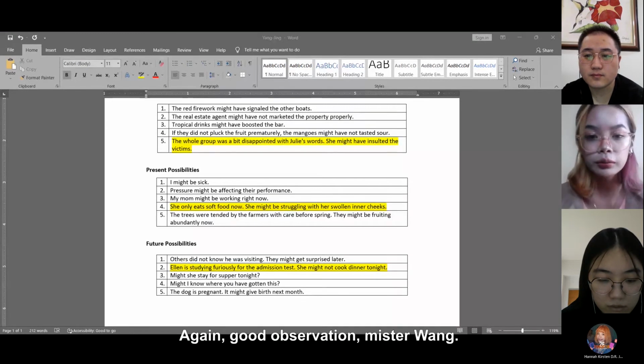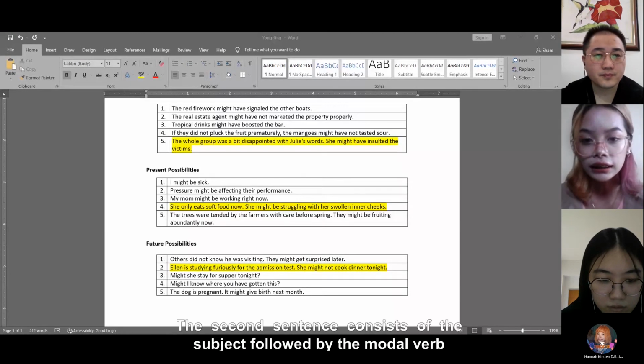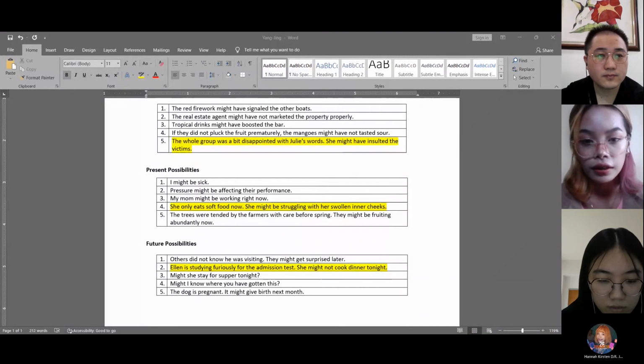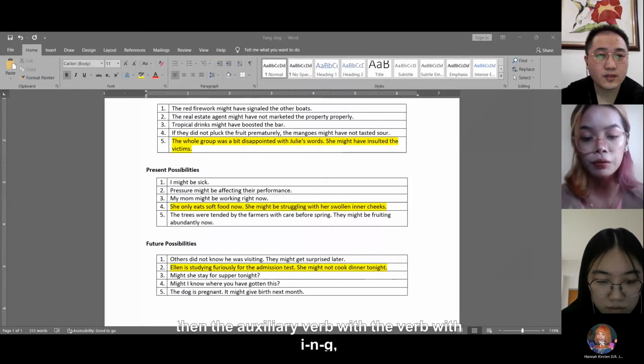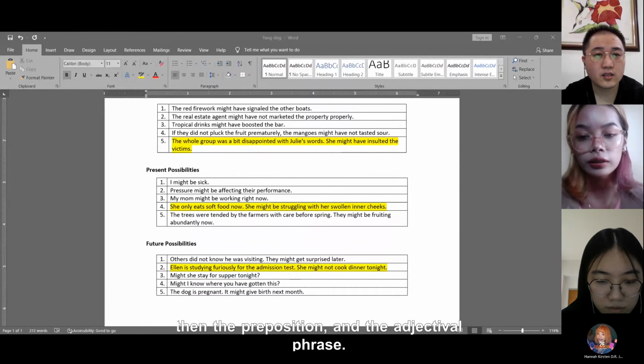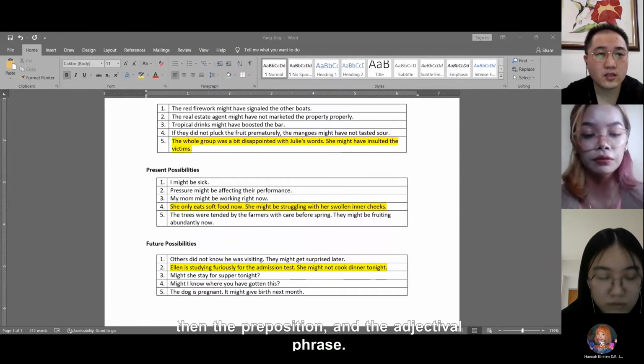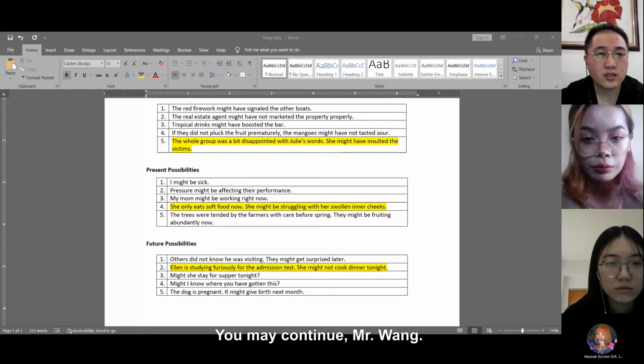Again, good observation, Mr. Wang. The second sentence consists of the subject followed by the modal verb, then the auxiliary verb with the verb with -ing, then the preposition and the adjectival phrase. You may continue, Mr. Wang.